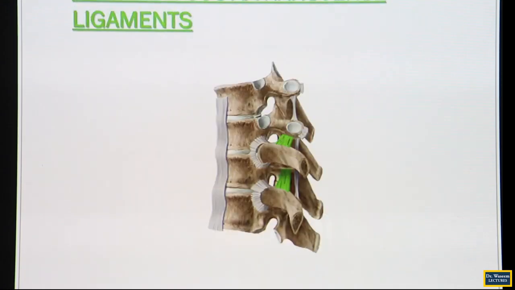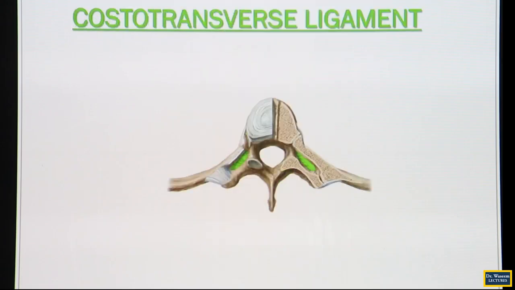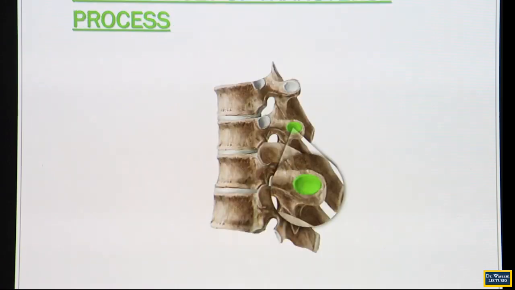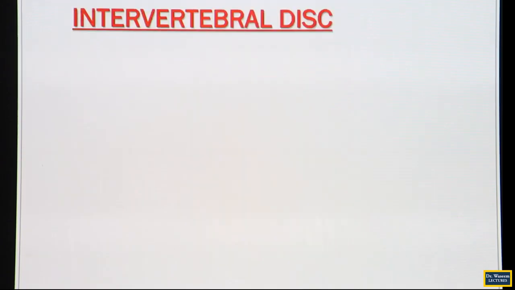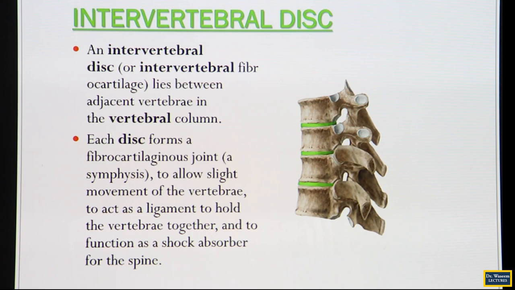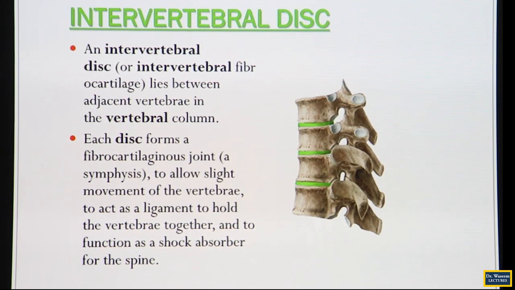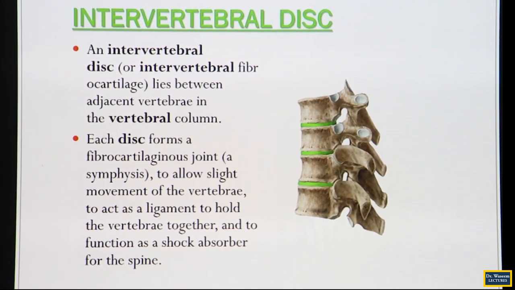So they are stabilizing the costotransverse joint. Again, a synovial type of joint, small rotatory movements are present here at the time of inspiration and expiration. You see that the ribs move, the tubercle moves inside them. These are the costal facets at the tips of the transverse processes. Then you watch here the intervertebral discs, again a kind of joint.